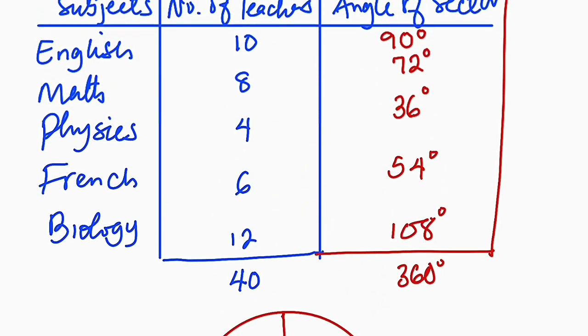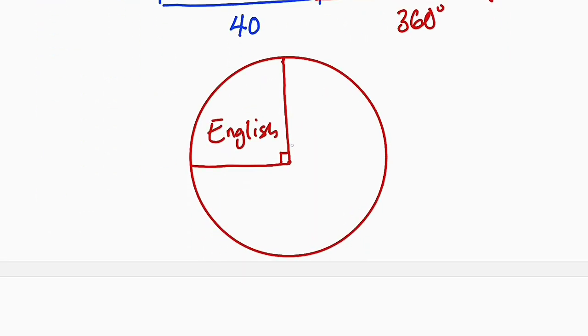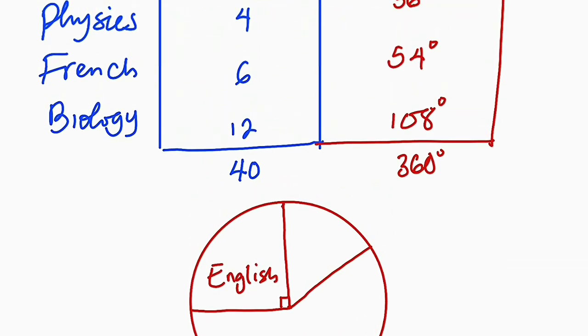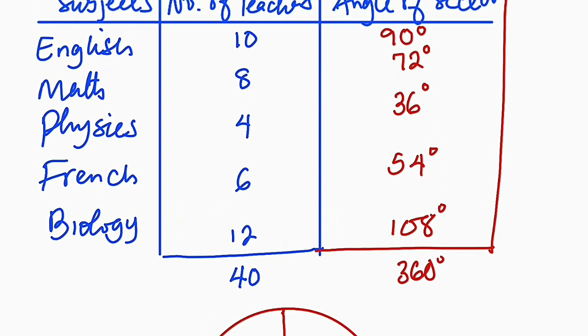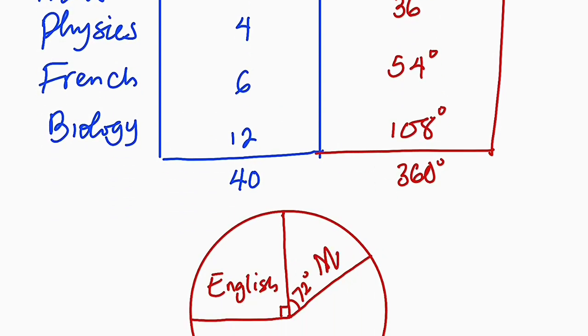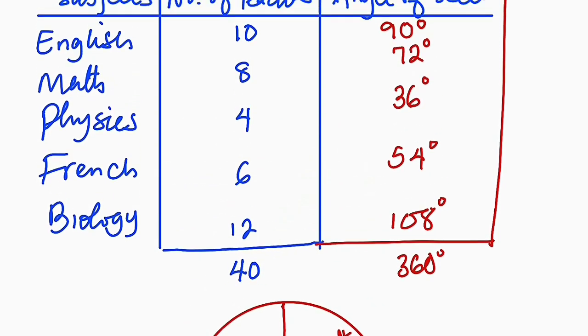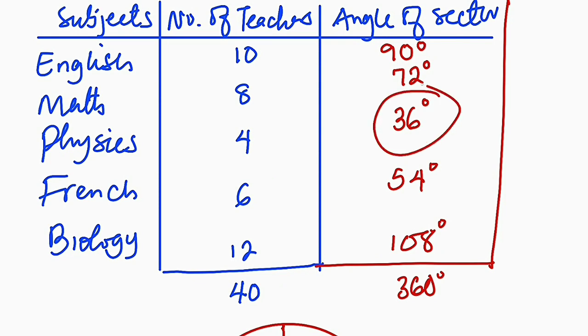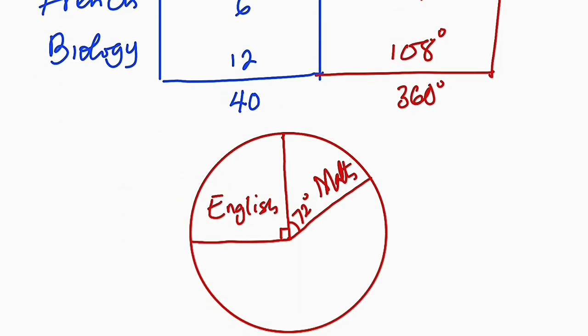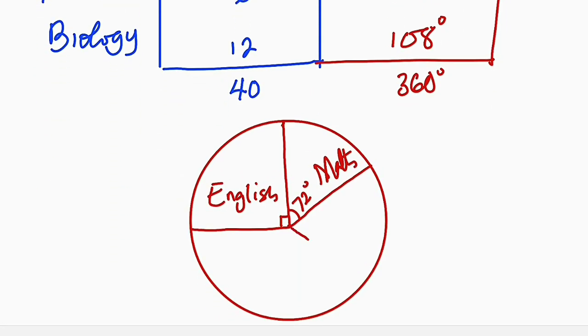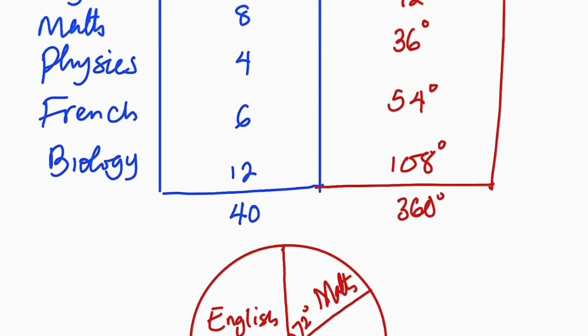Then you move to the second one, which is 72 degrees. Something like this. I'm going to show you the real working, but this is just an estimation. 72 degrees, you write 72 degrees here, which represents what? Mathematics. So this is math. Then we have 36 degrees, which represents physics. Something like this. 36 degrees, physics.